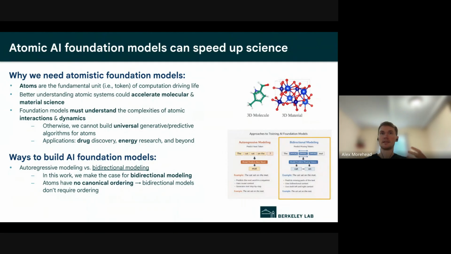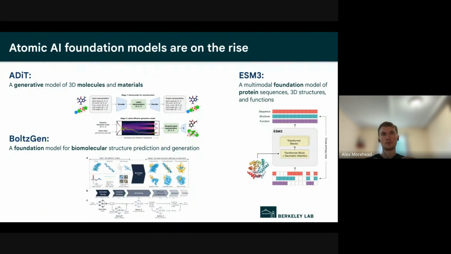We'll describe a little bit in the next few slides how we leverage this bidirectional modeling in Zatom1. Before we get to that, it's worth understanding a little bit of the history of some foundation models that have already been built. One of those is highly relevant to this work, called ADIT, or the All-Atom Diffusion Transformer. This is a generative model of 3D molecules and materials that was produced by Meta last year. It was the first work that showed you could have a single neural network be a generative model across both molecular and material space.